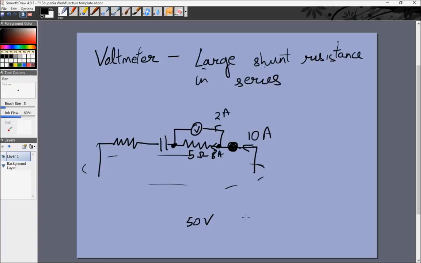It's not 50 volts, it's actually 40 volts. Using Ohm's law, V is equal to IR. So we see that if this voltmeter absorbs some current, lets some current flow through it, then that will change the potential difference across these points.